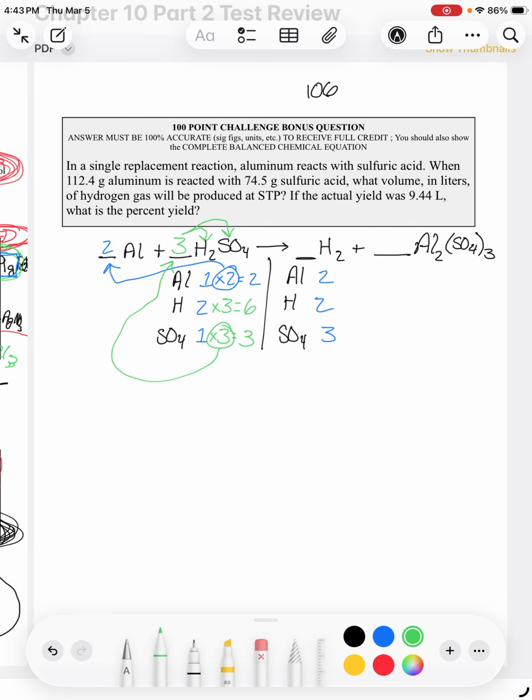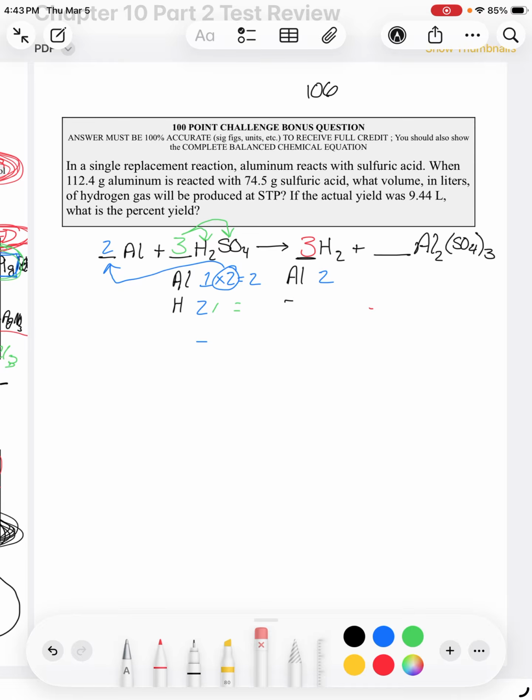Is everything balanced? Aluminums? Good. Sulfates? Good. Hydrogens? No. But easy fix. Ready? What can we multiply 2 by to make it equal to 6? Multiply by 3. What does that 3 represent? It represents our coefficient. Is everything now balanced? Yes. So that's our balanced equation.